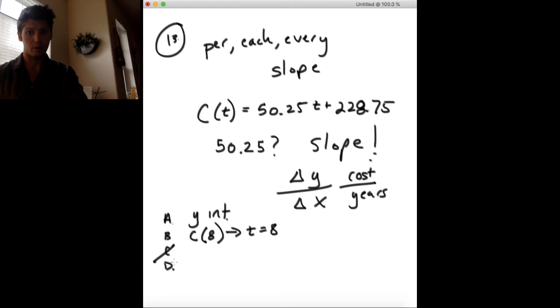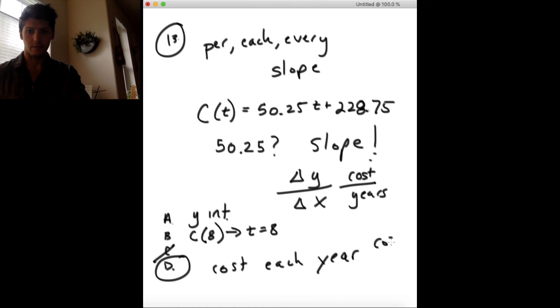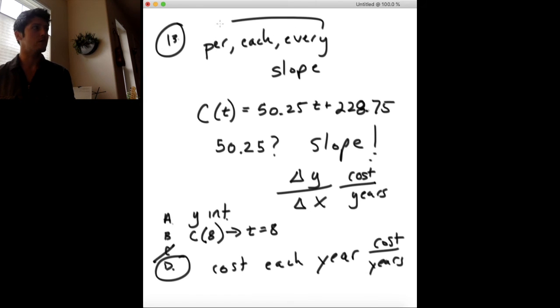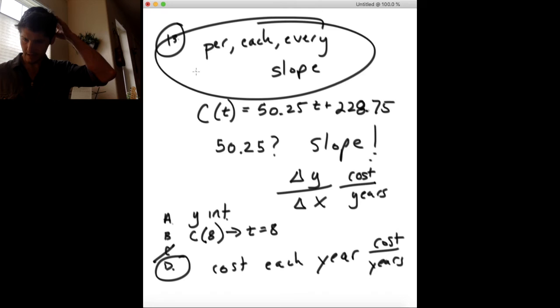Notice where the word per is. It's cost per, or I'm sorry, the word each, cost for each year after. So this situation means cost divided by years. No doubt these words could confuse you, but in this case, that's what's happening. So I hope that's helpful.